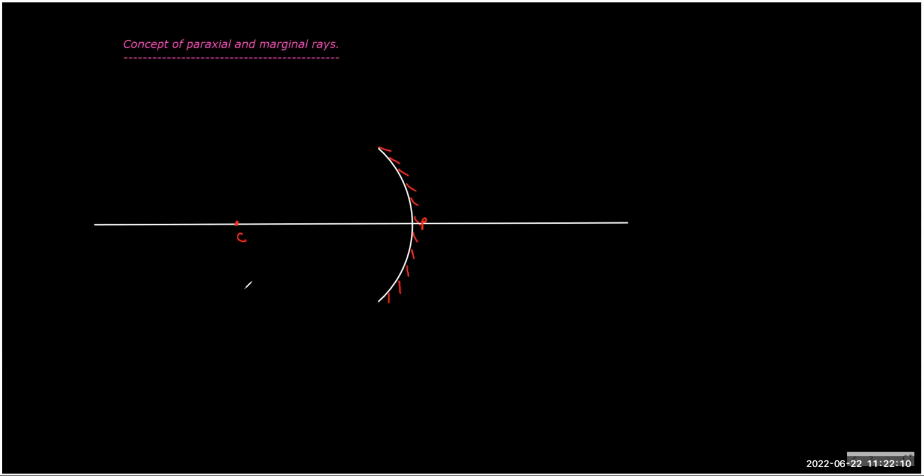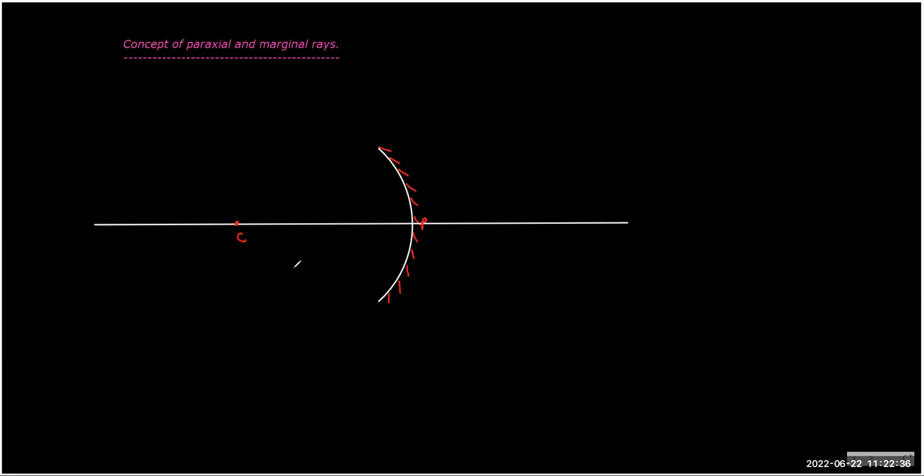So paraxial rays are the rays which are very close to the principal axis, which hit the mirror very close to the principal axis at a very small angle. So any beam of light which will hit the mirror close to the principal axis, or you can say near the pole, such light is called paraxial.